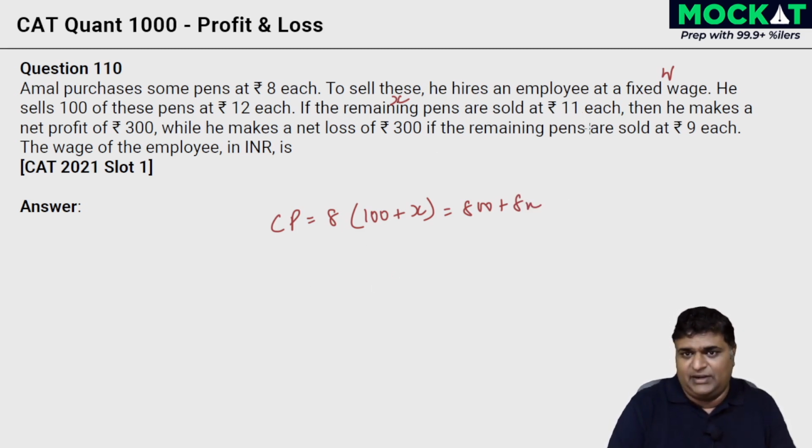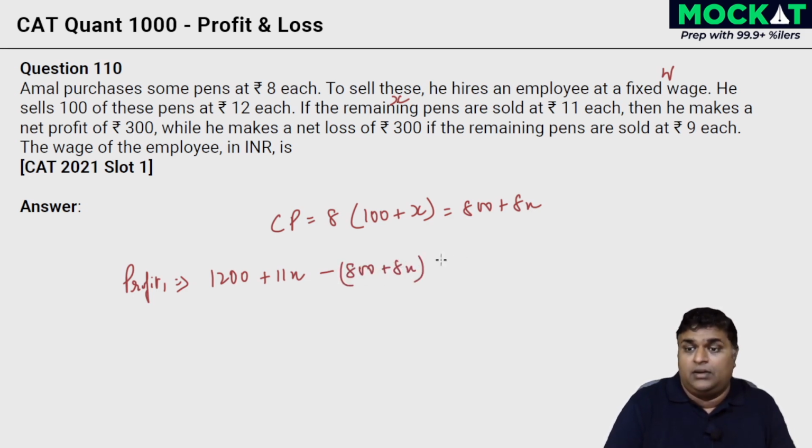If remaining pens were sold at 11 each, 100 pens were sold at 12 each. So profit in scenario 1 is going to be 12 into 100. The selling price is going to be 1200, and then remaining pens were sold at 11 each, plus 11x, that's the selling price, minus what's the cost price? 800 plus 8x, and then also the wages which we are paying the employee, and this is going to be equal to 300. 300 was the net profit.